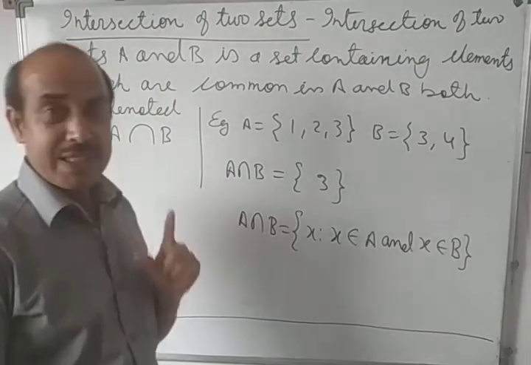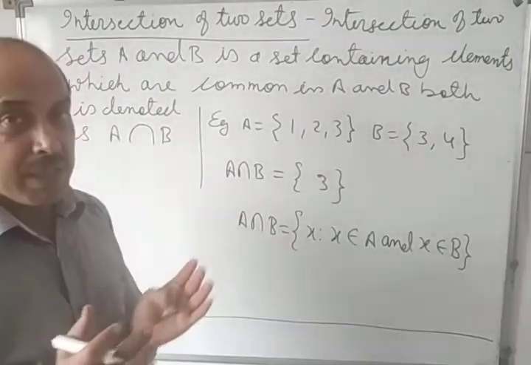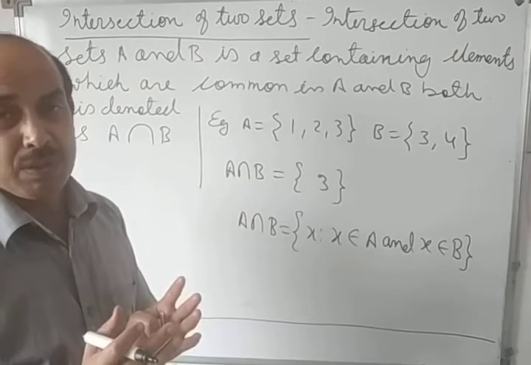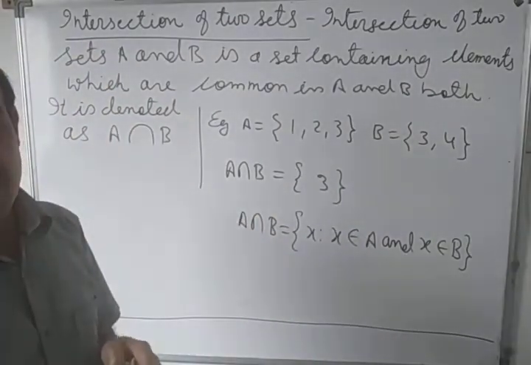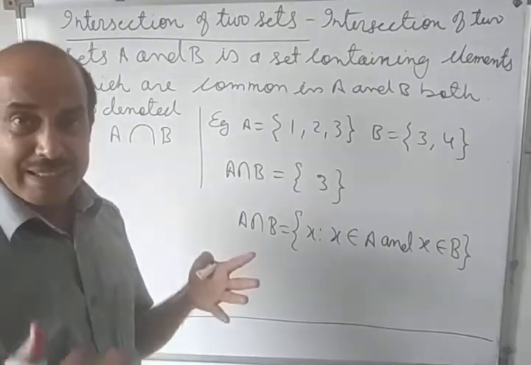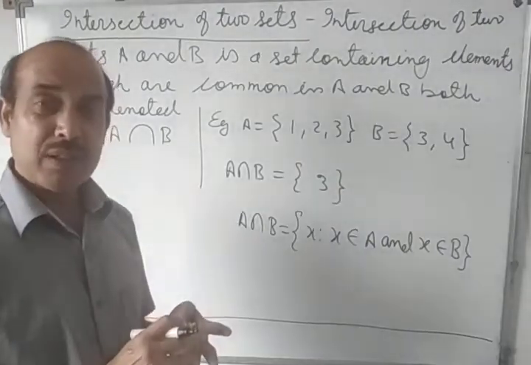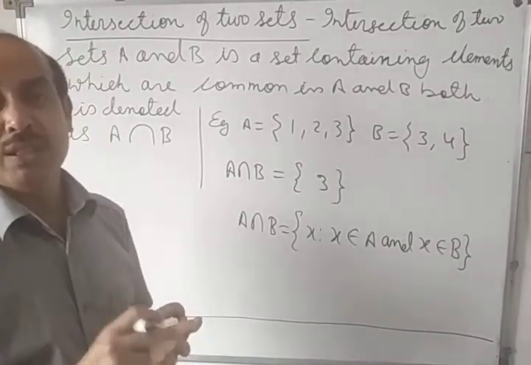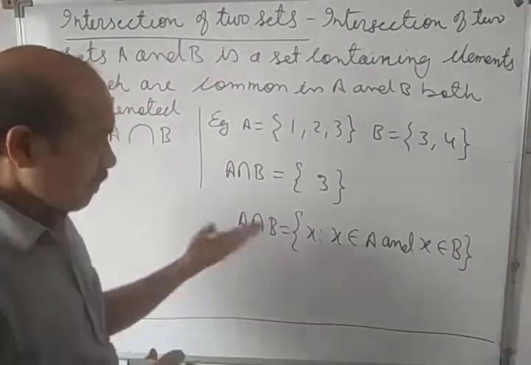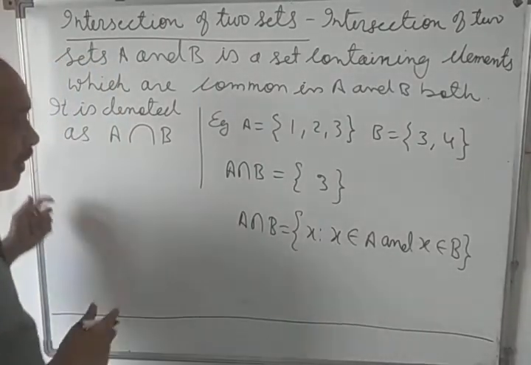Clear? Intersection means set of common elements which are present in A as well as in B. If you are making intersection of 3 sets, then also these elements which are present in A, B and C, they will come. That we will discuss in a property.